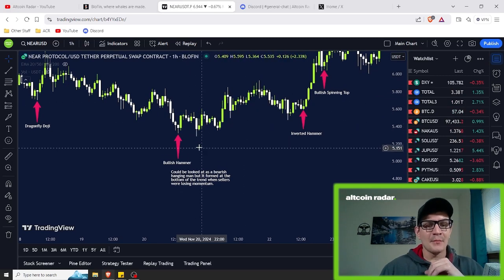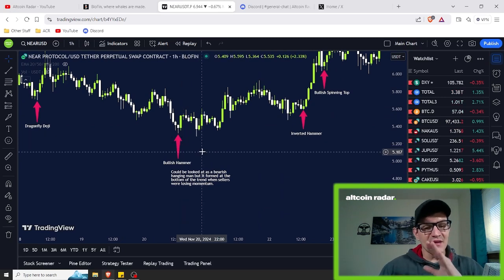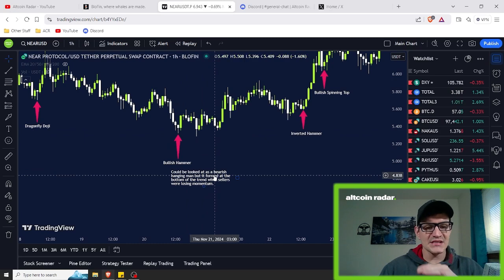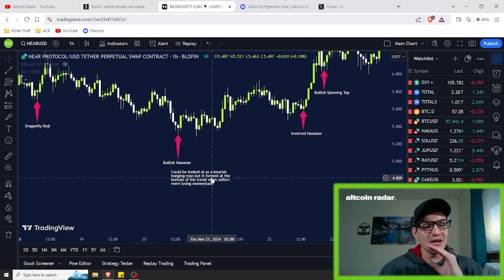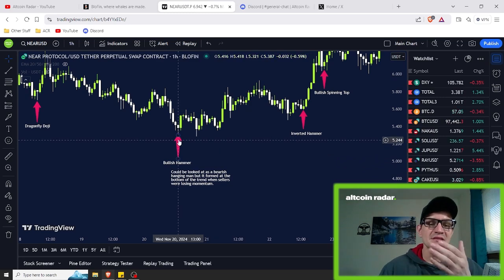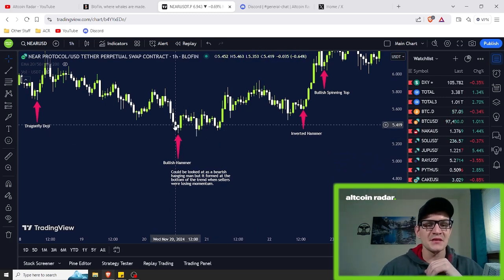Realistically, this specific bullish hammer candle right here could be looked at as a bearish hanging man candle, but it formed at the bottom of a trend when sellers were losing momentum. So that's why it is considered a bullish hammer candle in this specific sense.